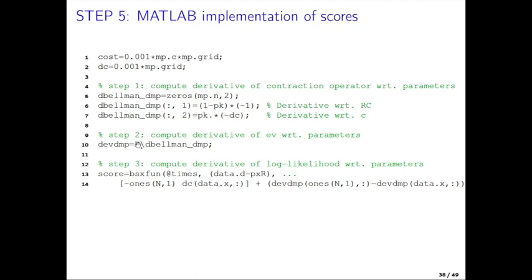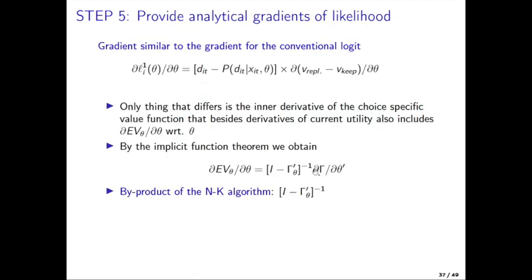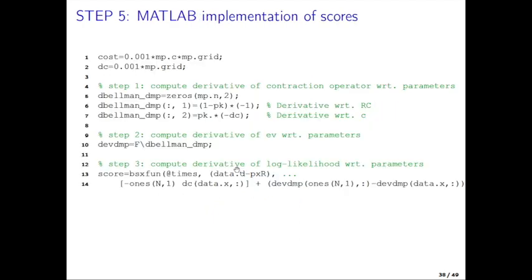Which is the Fréchet derivative, or the identity operator minus the Fréchet derivative of f, as you have seen on the slide, inverse times the partial derivatives of the Bellman operator with respect to the parameters. Okay. And so this is what's going on here. I'm calculating the derivative of the fixed point, okay? And then I'm just computing the log of the likelihoods by putting all that together with the derivatives of the individual parameters. In this case, we're differentiating with respect to RC, and then with respect to the cost parameter. So this is a derivative of the cost parameter, and so on. Okay, so this is how you did that.